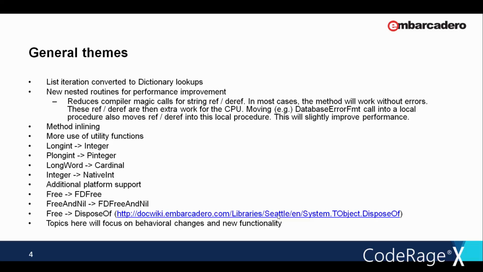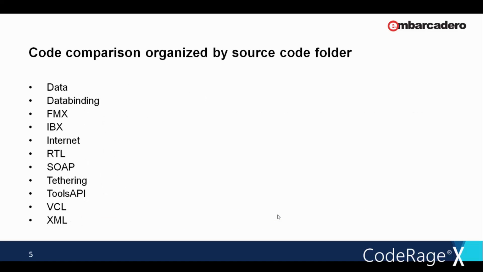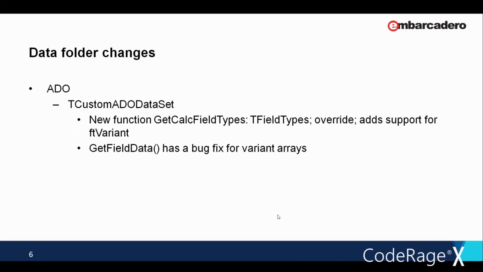So the topics that I'm going to be covering in the subsequent slides focus on behavioral changes and new functionality. So my code comparison is organized by source code folder. So the main folders that I found that had changes in them were data, data binding, FireMonkey, InterBase Express, Internet, runtime library, and a bunch of folders under there, obviously SOAP, the tethering folder, tools API, VCL itself, and the XML folder.